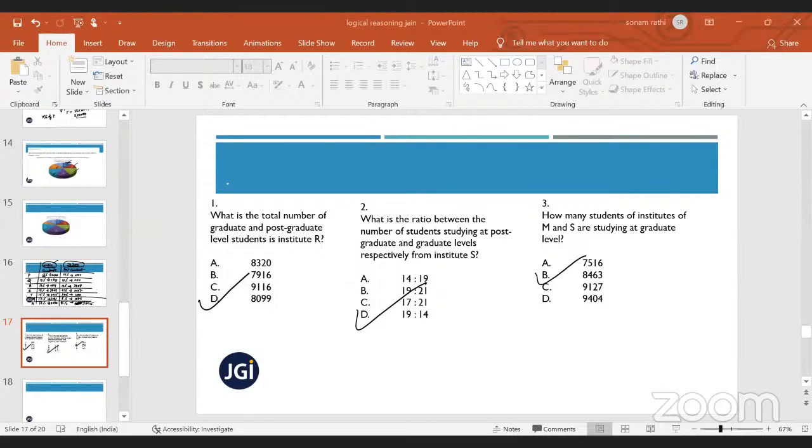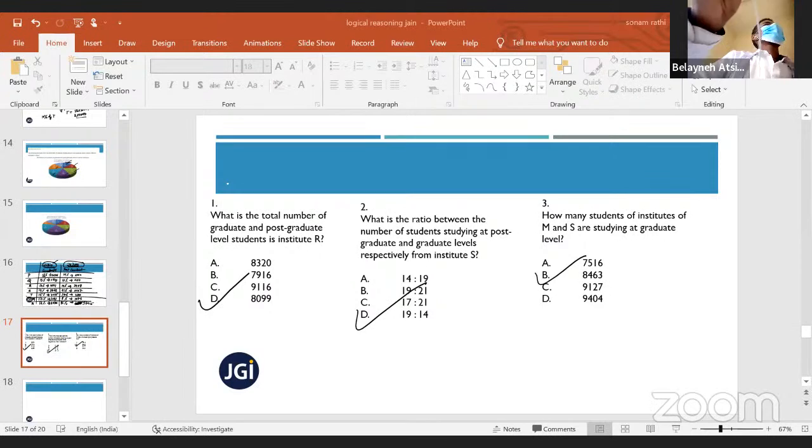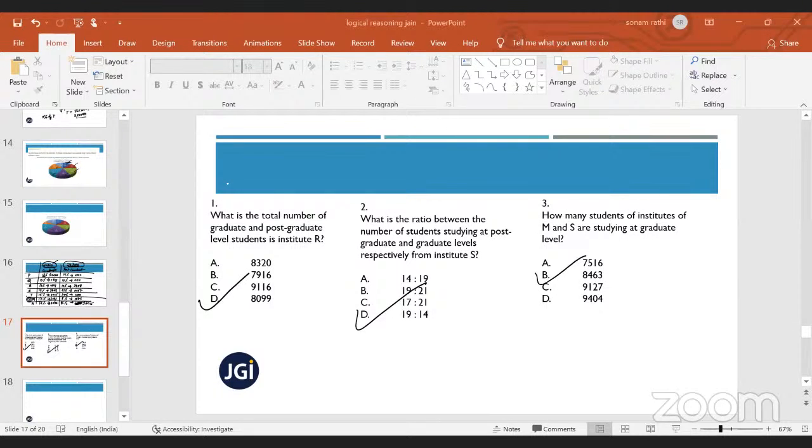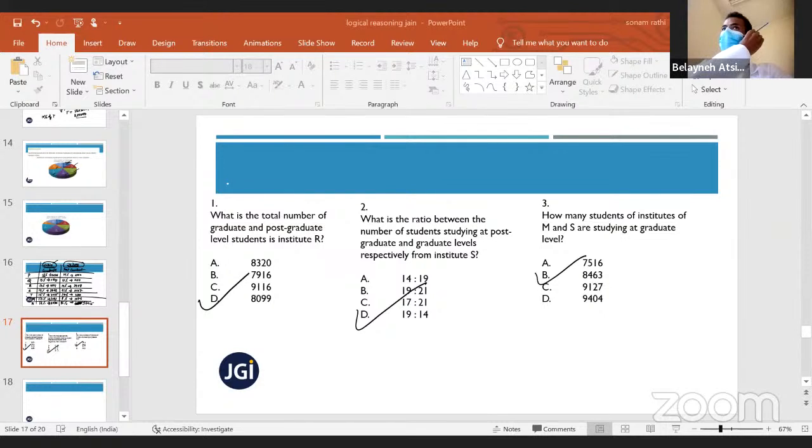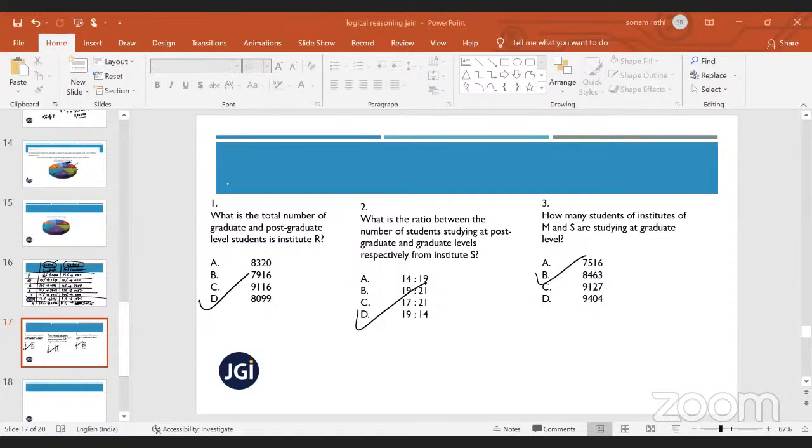Those who have problems in calculating the ratio, let me help you. Ratio calculation. Question number 2. Please mute yourself. You don't have to unmute yourself. Keep yourself muted. Okay, yes, I was saying question number 2.